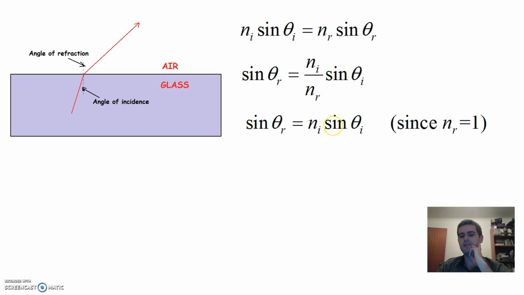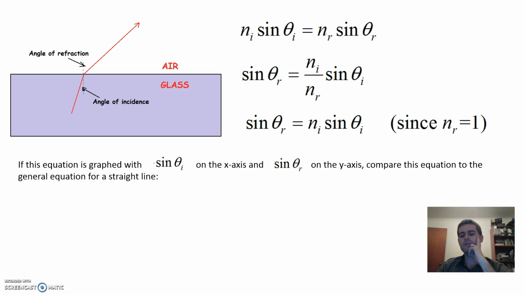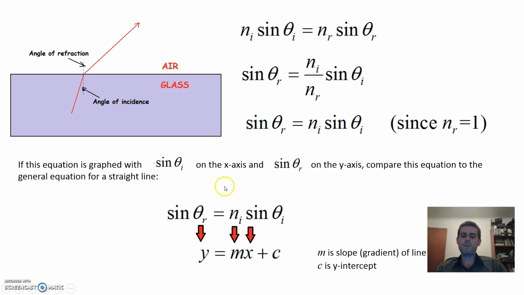Now here comes the trick. What if we were to do something tricky and graph those angles we had before, but rather than putting theta i on one axis and theta r on the other, what if we did the sines of those angles on the axes? So we put sine of theta i on the x-axis and sine of theta r on the y-axis. So you might say to yourself, well, why would we want to do that? Well, to get an idea of why, compare the equation we have here, sine of theta r equals ni sine of theta i, to the general equation for a straight line, y equals mx plus c.